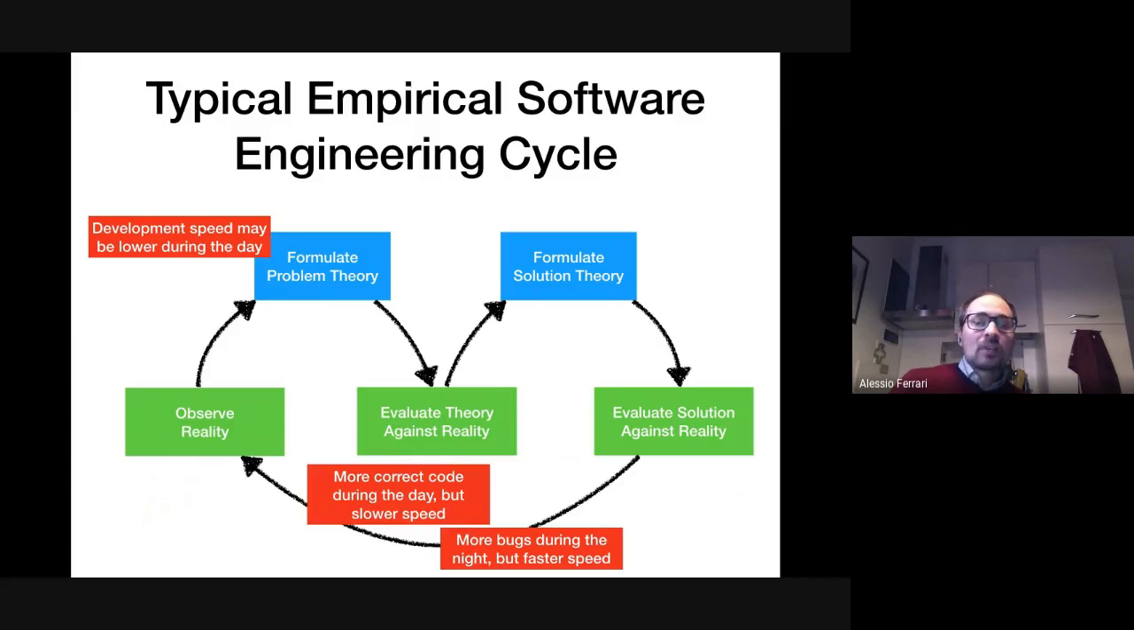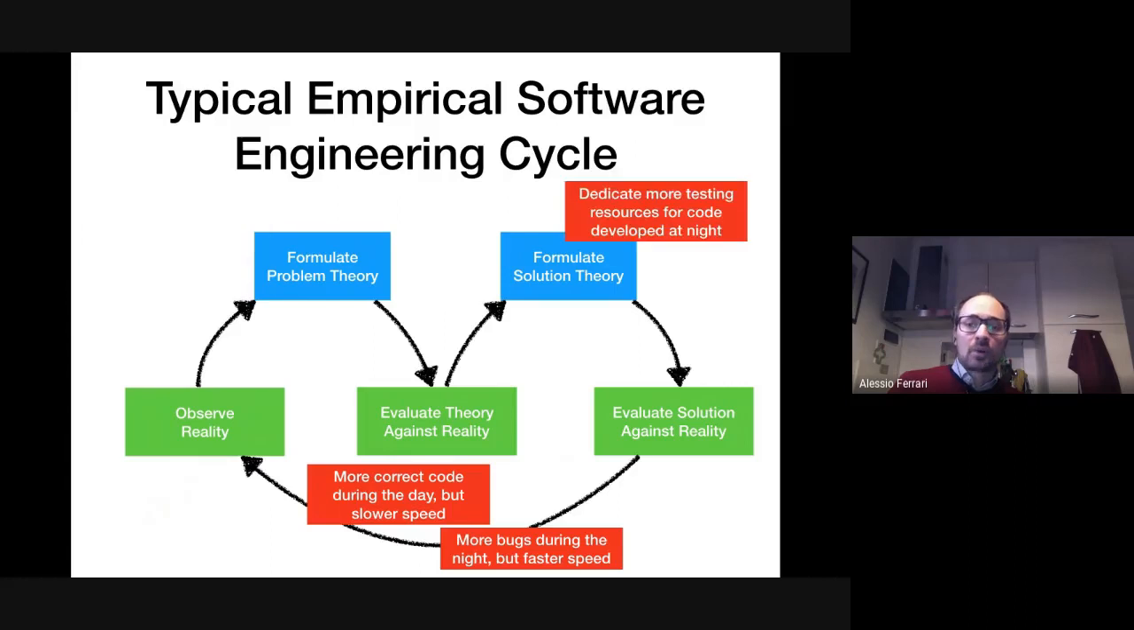So let's evaluate this theory against reality. And I see that actually there is more correct code during the day, but slower speed. And in the night, there are more bugs, but faster speed. So I get more code delivered, but more buggy code. So how can I solve this problem? I need to dedicate more testing resources for code developed at night. So it is not possible to forbid the people from working at night because they seem to be more productive.